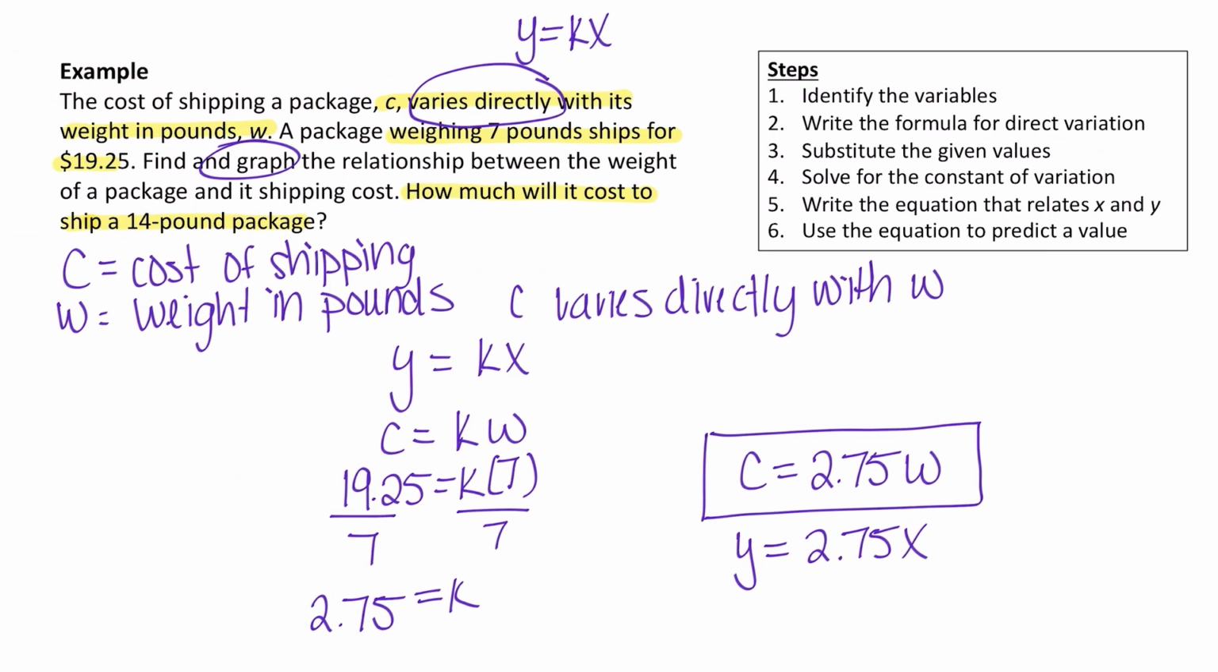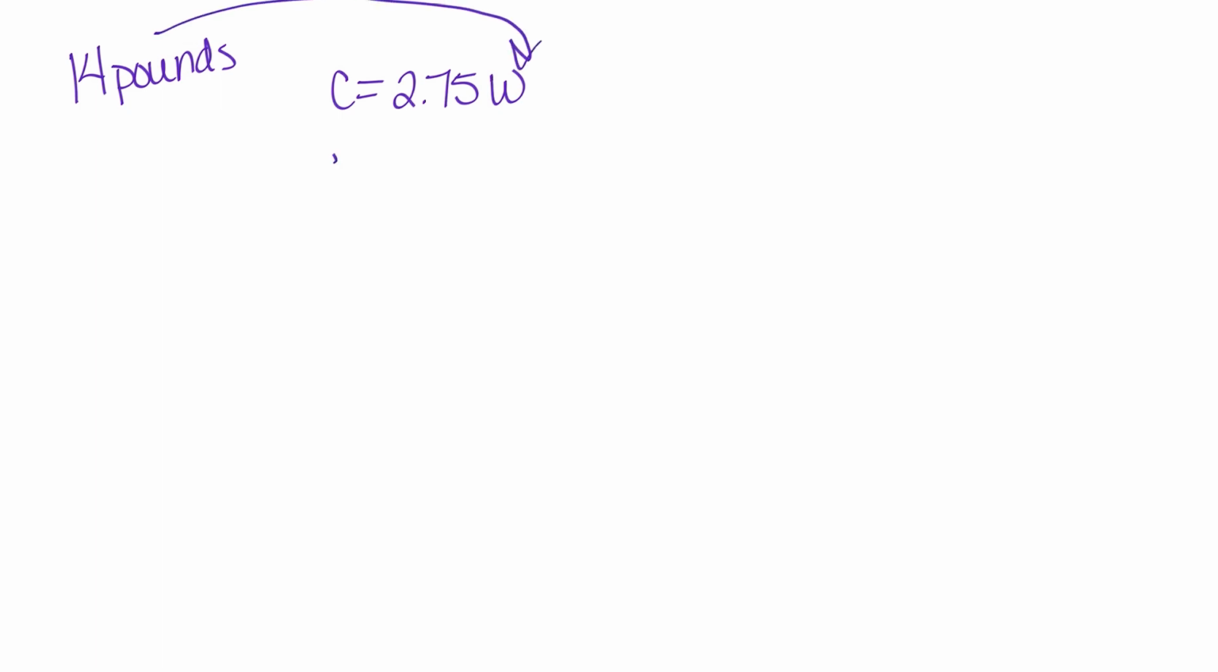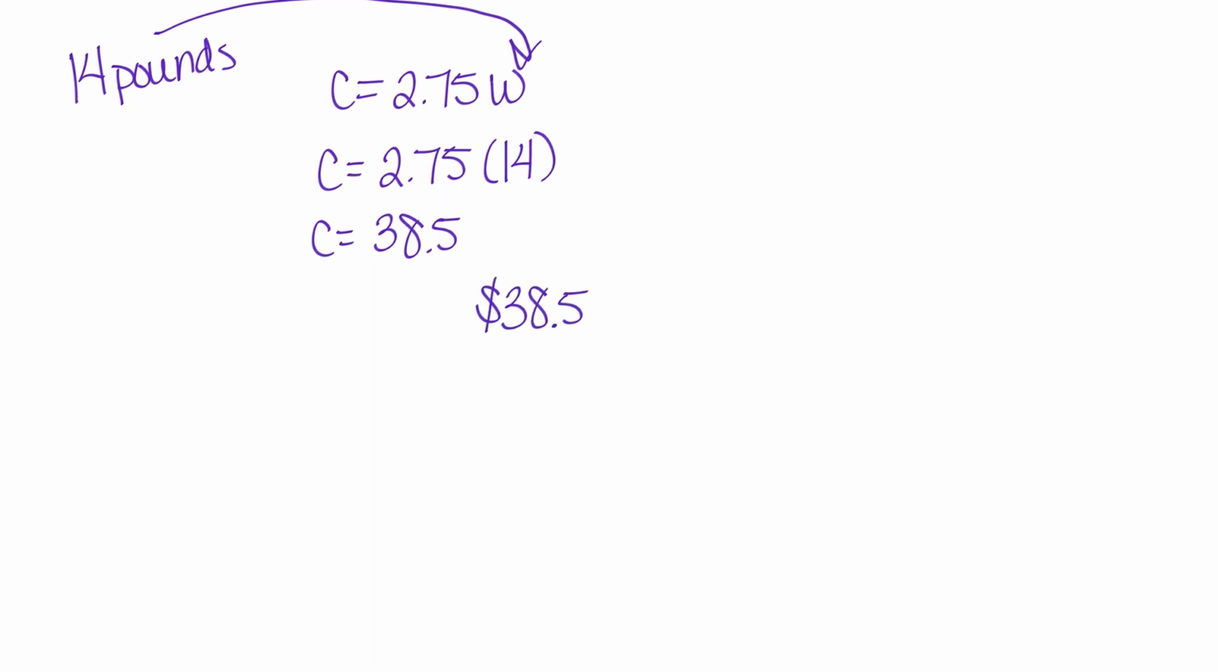Now there's one more part to this problem. It wants us to figure out how much it'll cost to ship a 14-pound package. So I have 14 pounds, and I have this equation that I just wrote, C equals 2.75 W. I can just substitute 14 in for W, which is the weight. So I have C equals 2.75 times 14. When I solve that, 2.75 times 14 gives me 38.5. So that means it will cost $38.50 to ship a 14-pound package.